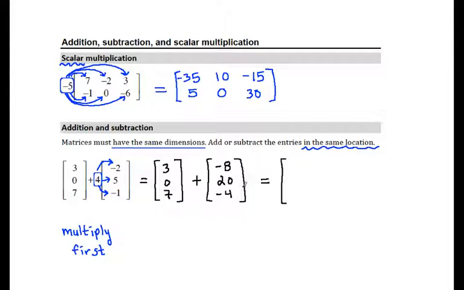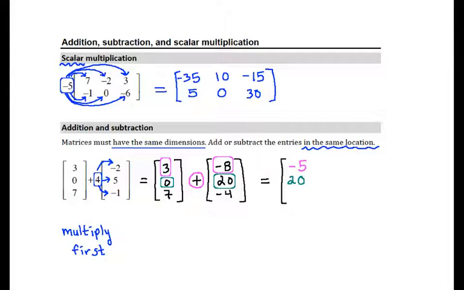And the way that I fill it in is quite simply to take the entries that are in the same position and add them together. So 3 plus -8 gives me -5, and that's what I put in the top. Then I get 0 plus 20, which gives me 20.